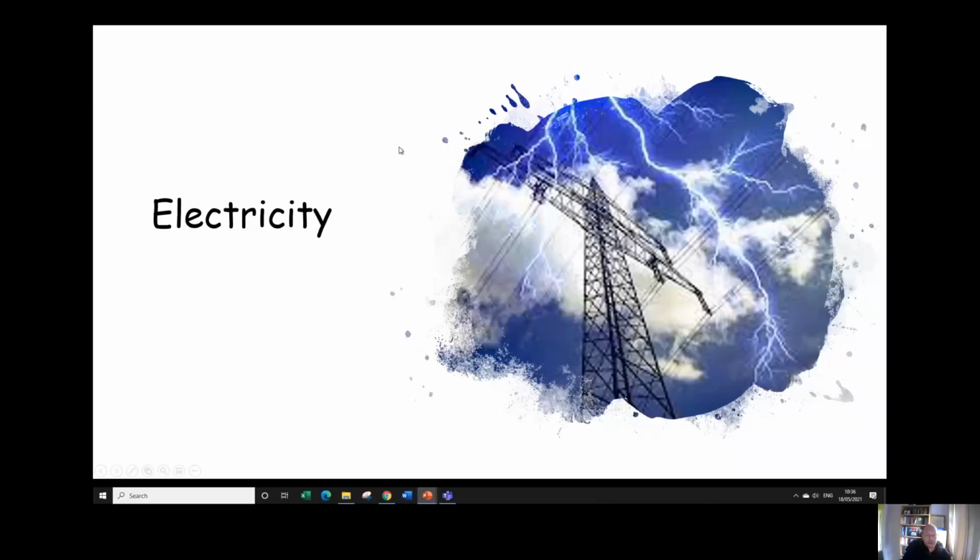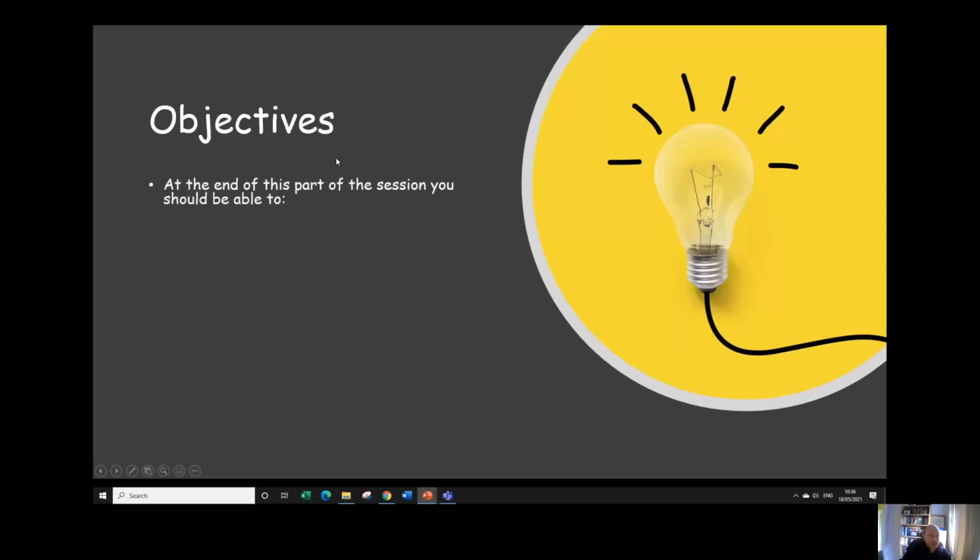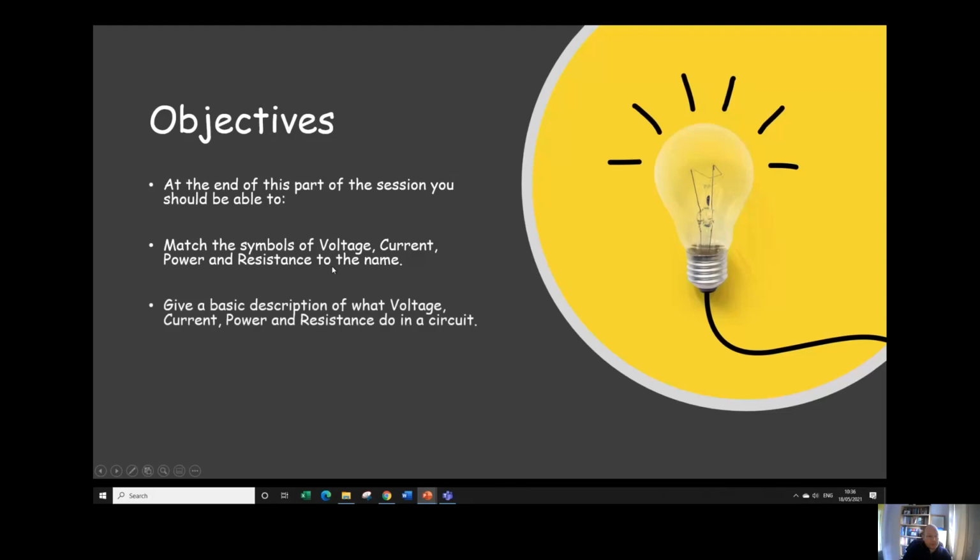Now we're going to look at electricity as part of our principles module. The key objectives for this part of the session, I want you all to be able to match the symbols of voltage, current, power and resistance to the name, give a basic description of what is actually meant by voltage, current, power and resistance, and what they do in a circuit, and calculate the missing unit using the power law and Ohm's law triangles.